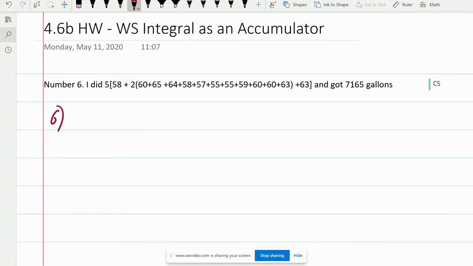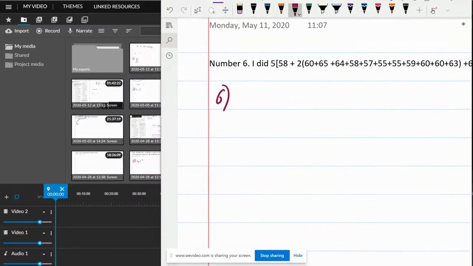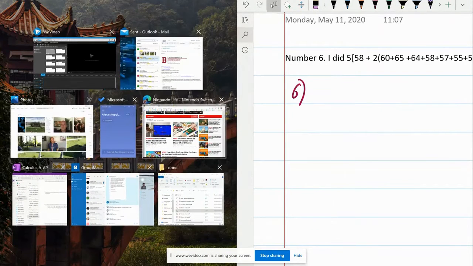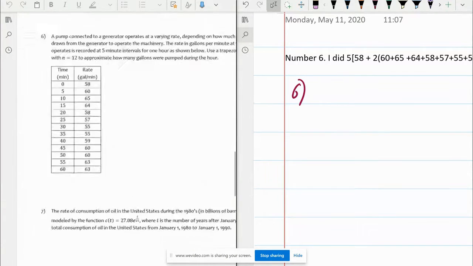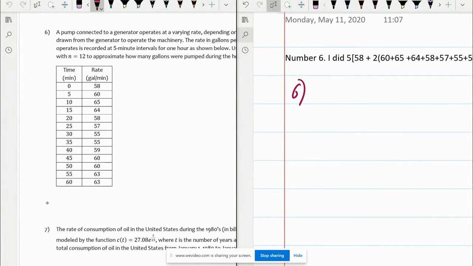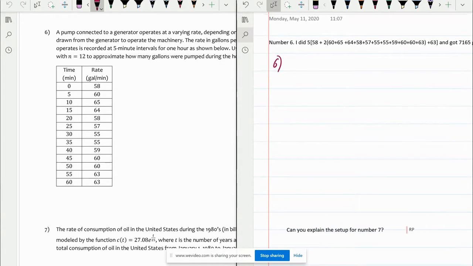For number 6, this is the big trapezoidal Riemann sum problem, and given the table that it shows, I'm going to split screen and show this table. It shows a table with values, and it says n equals 12 and the time is 60, so this is 5-minute increments. This would be so much easier if it showed it on a graph, but it doesn't. It just gives a table of values.